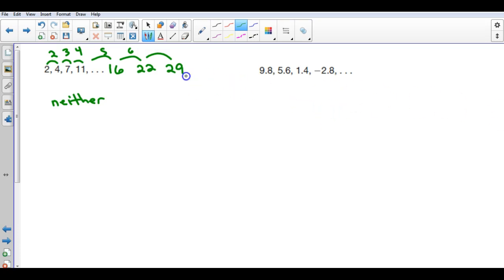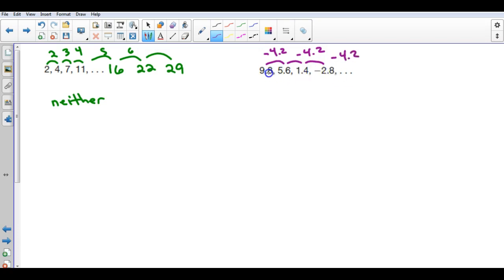And then this last one, let's check arithmetic on this first. Take 5.6 minus 9.8, and that's going to give me negative 4.2. I'm going to take 1.4 minus 5.6, and that's also going to give me negative 4.2. And then I could even do that one more time if I wanted to, but it already looks like it's arithmetic. And this last one comes out to negative 4.2.